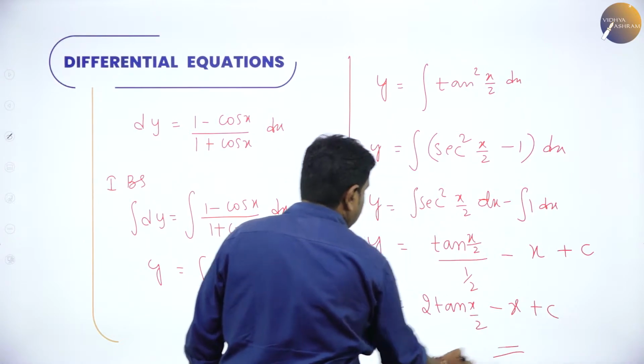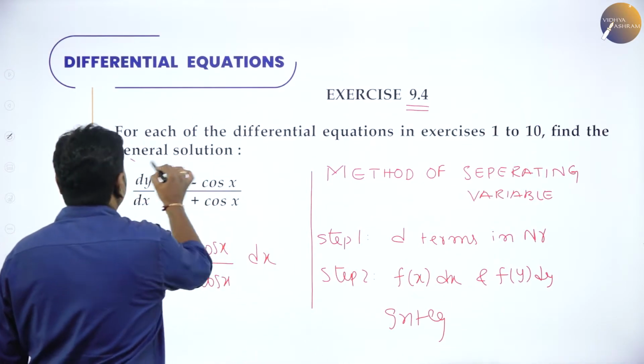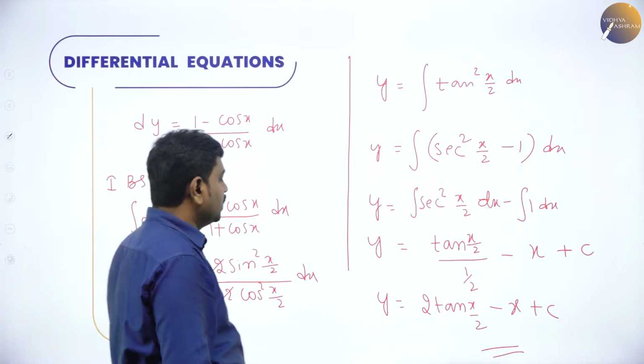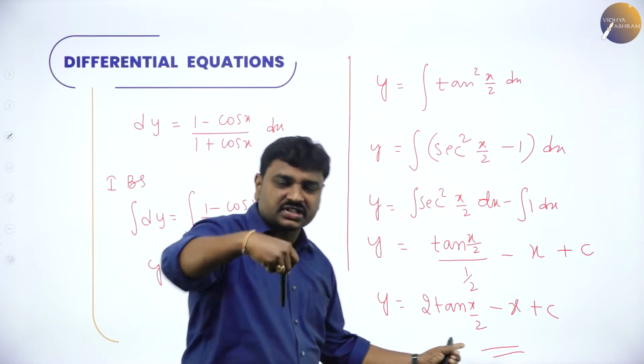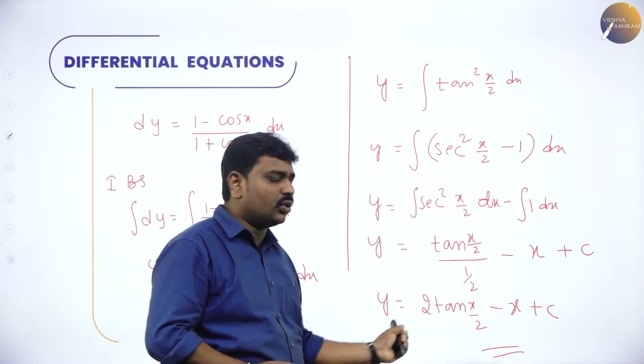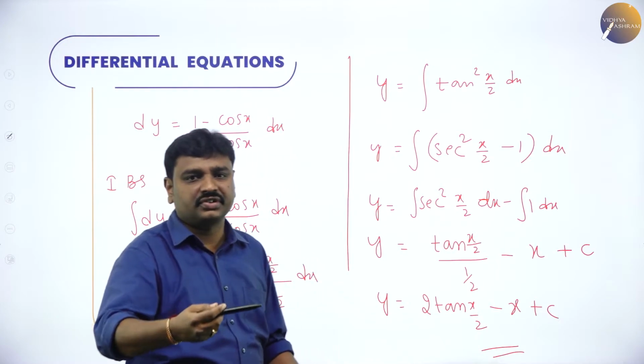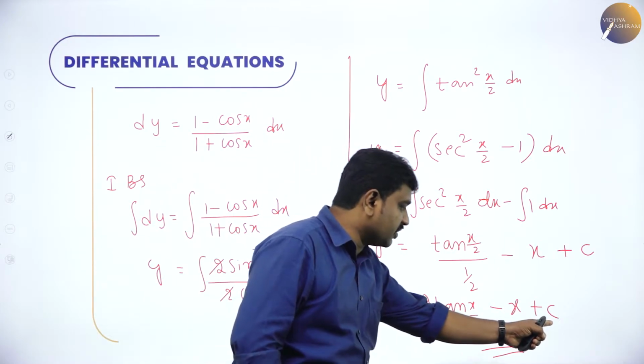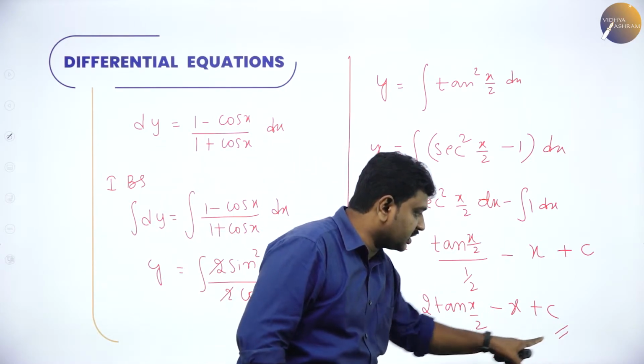So they want you to do what? Solve. Find the general solution. General solution means you should convert the differential equation to a normal equation. I wrote it in the form of y is equal to f of x. So it is the general solution because we have the integral constant.